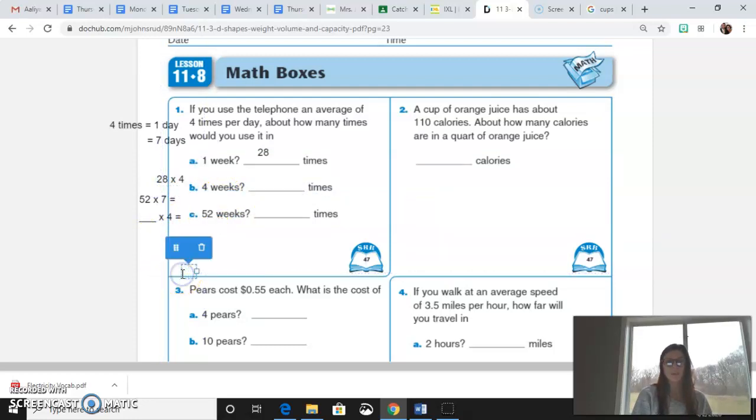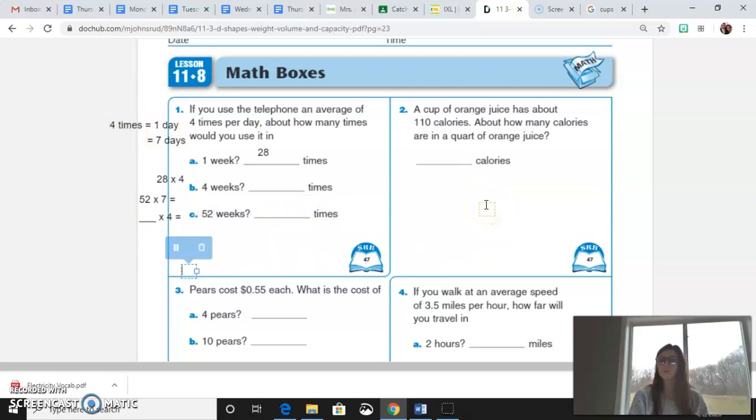Then for the next one, if you have 52 weeks, you need to figure out in 52 weeks, if there's 7 days a week, how many days there are, which will give you your answer here. And once you figure out how many days there are, you have to times that by 4, because it's 4 times every day to figure out this question here.